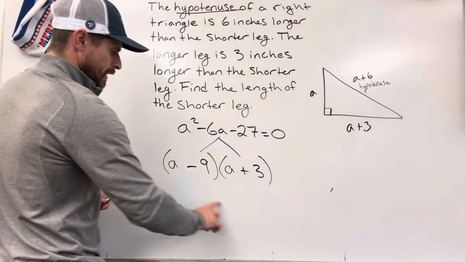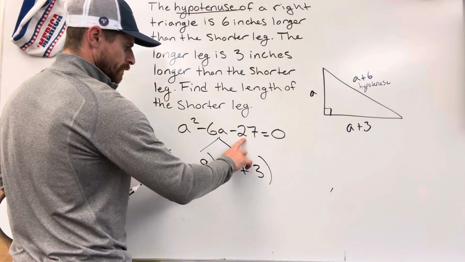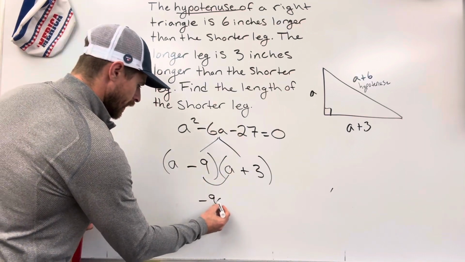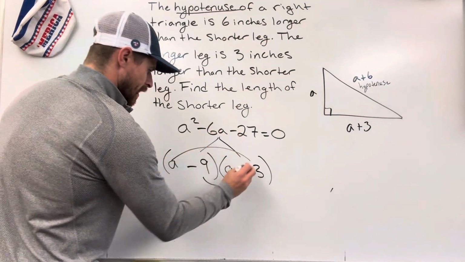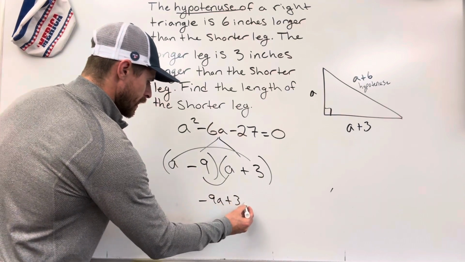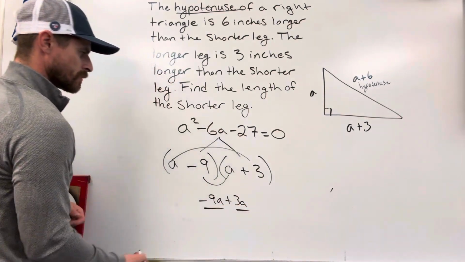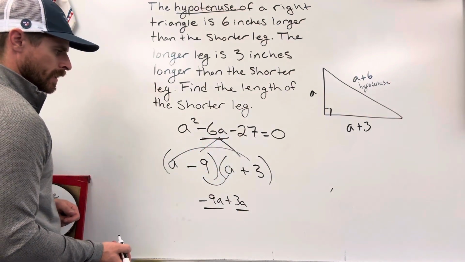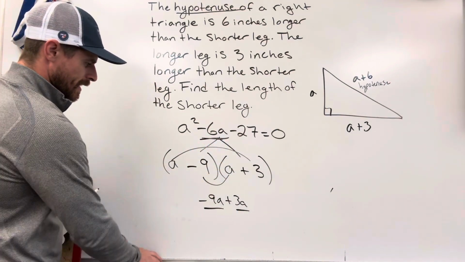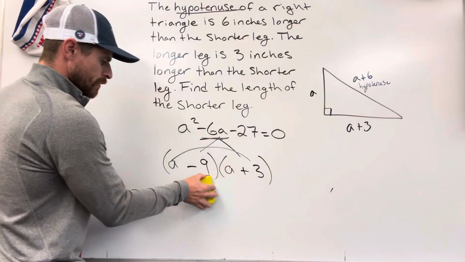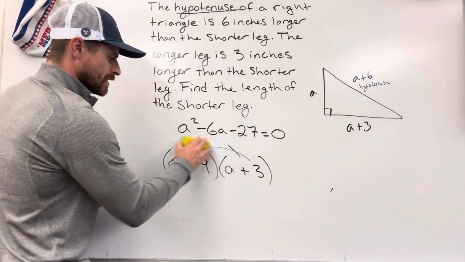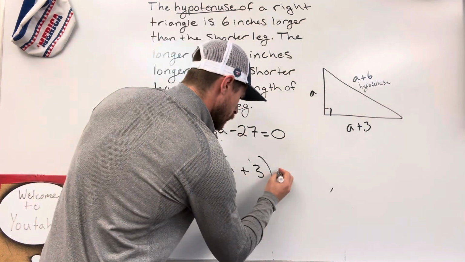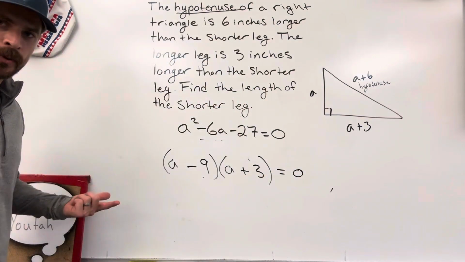Negative 9 times 3 makes negative 27. And then negative 9 times a is going to give me negative 9a. And then a times that 3 is going to give me a positive 3a. And when I combine those two terms, I'm going to get my negative 6a that we see in the middle there. Now that I have this set up as two binomials, remember it's set equal to 0. Remember that this quadratic was set equal to 0. So we use our zero product rule.